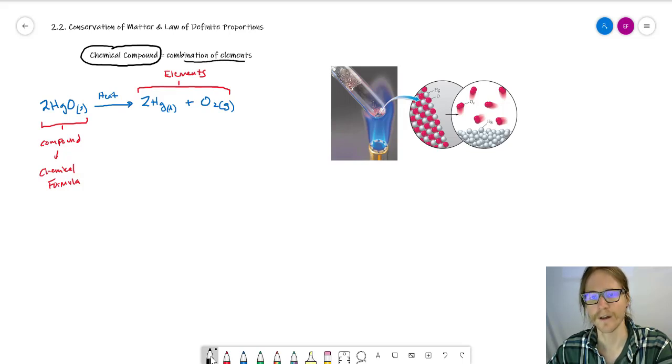Remember, elements, the 118 of them, are the simplest basis of all matter in the universe, but we can combine those in virtually an infinite number of ways to create these unique compounds that have their own chemical and physical properties that are different from the individual elements.